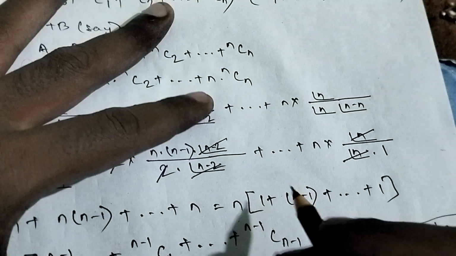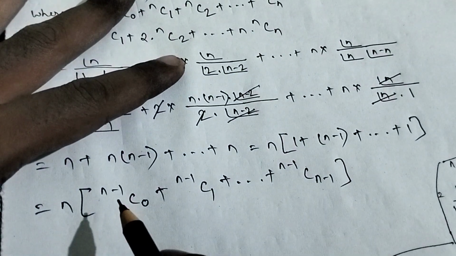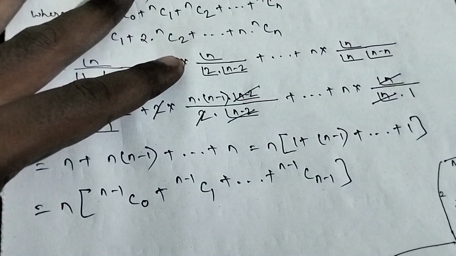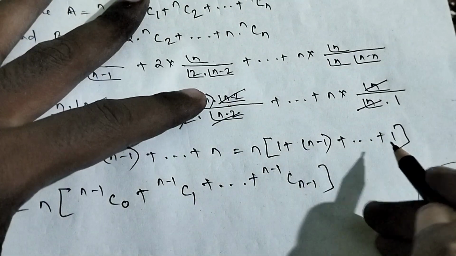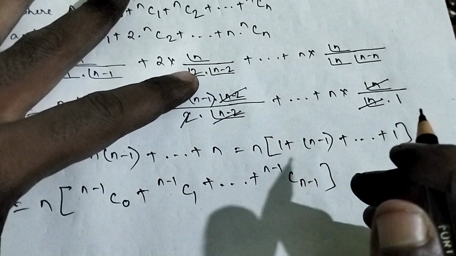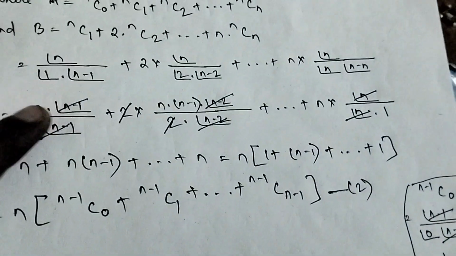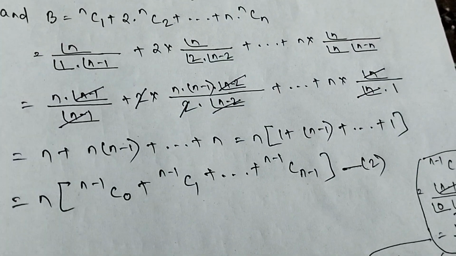So earlier this one I had replaced by writing n minus 1 C0, and this one I will write in this way, n minus 1 C n minus 1. Clear? Name it as 2. Clear?